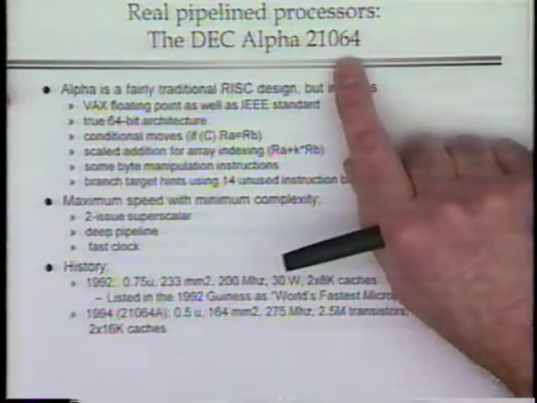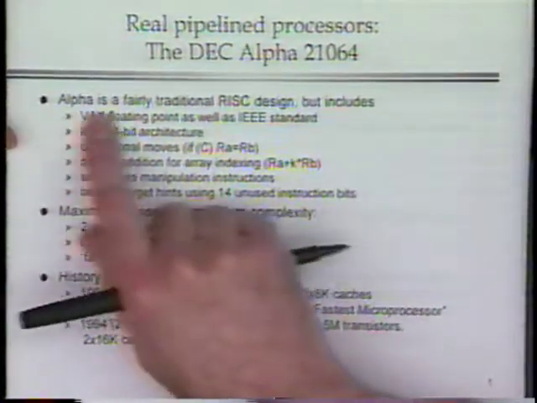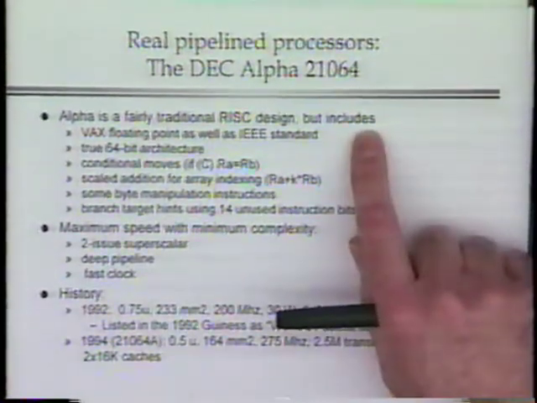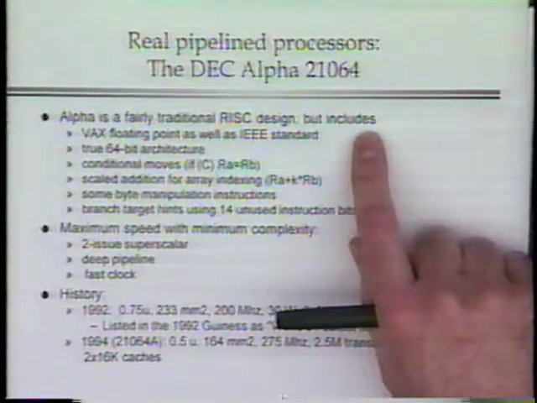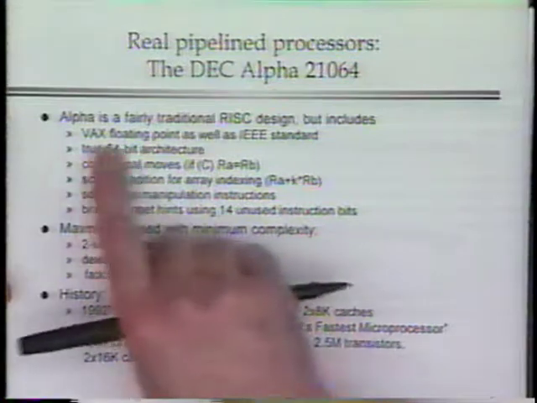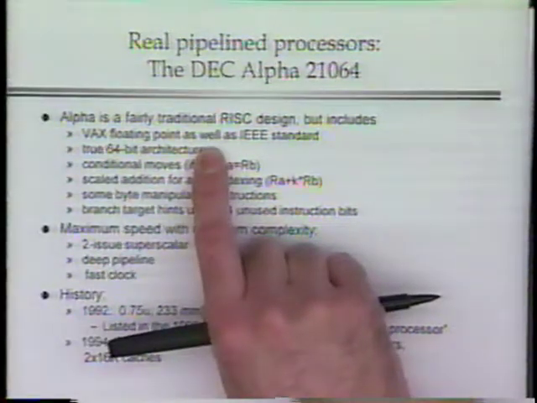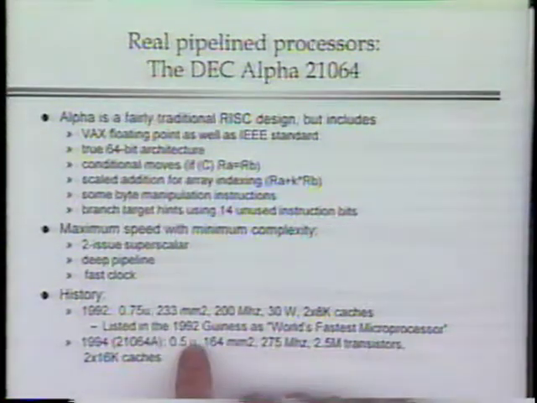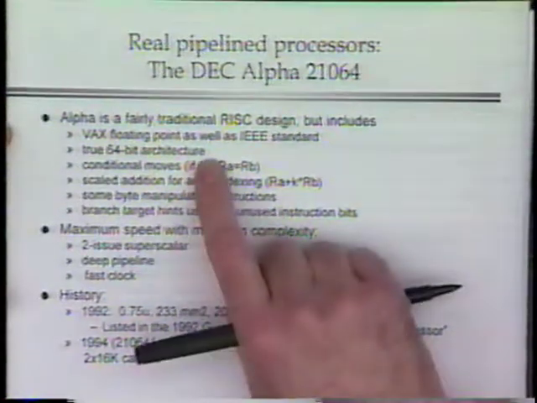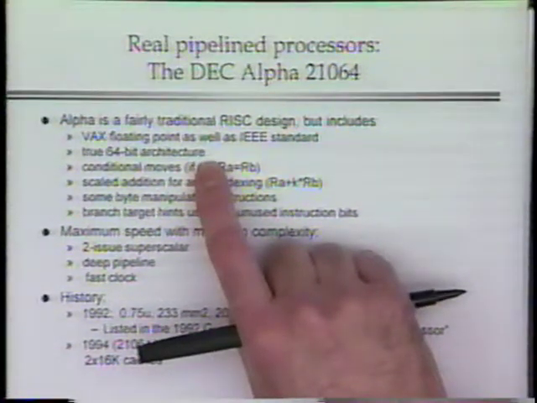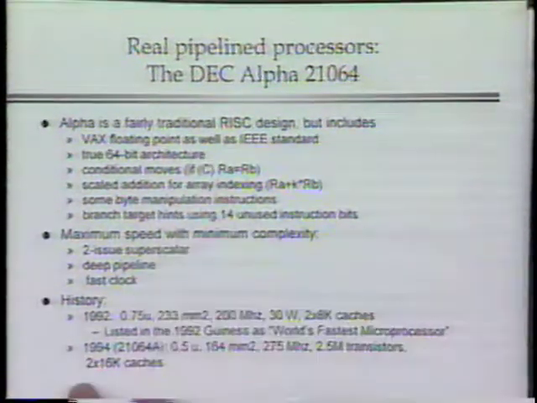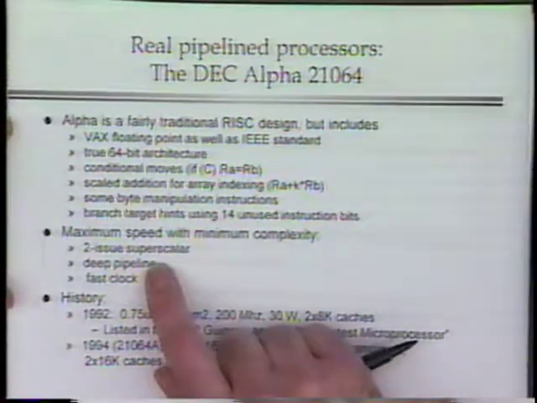But first, the 21064. The Alpha instruction set we looked at a little bit earlier on. It's a fairly traditional RISC design. It's got a couple of funny items. One is that for historical reasons they have to support VAX floating point as well as IEEE floating point. It was a very early 64-bit architecture machine. All its registers are 64 bits wide, which other instruction set architectures are only recently beginning to adopt. It has the conditional moves we talked about.